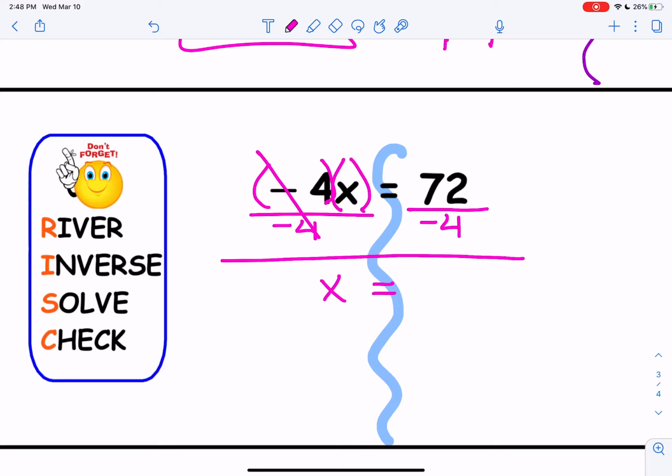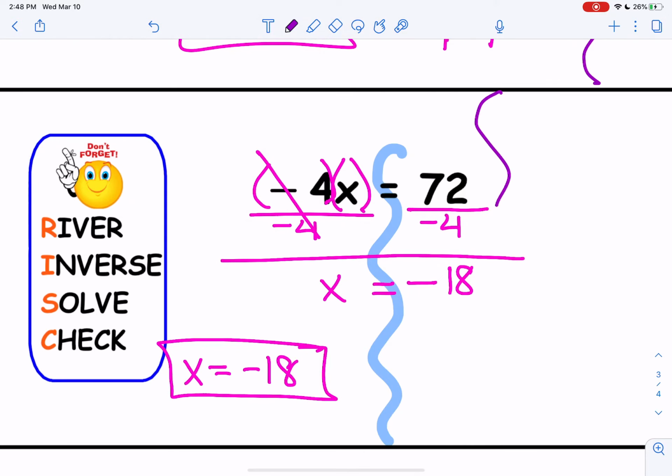All right, so now I have 72 divided by -4. 72 is positive, -4 is negative. So a positive divided by a negative, they're different signs, so my answer is going to be negative. And then 72 divided by 4 is 18. So my answer is going to be x equals -18.